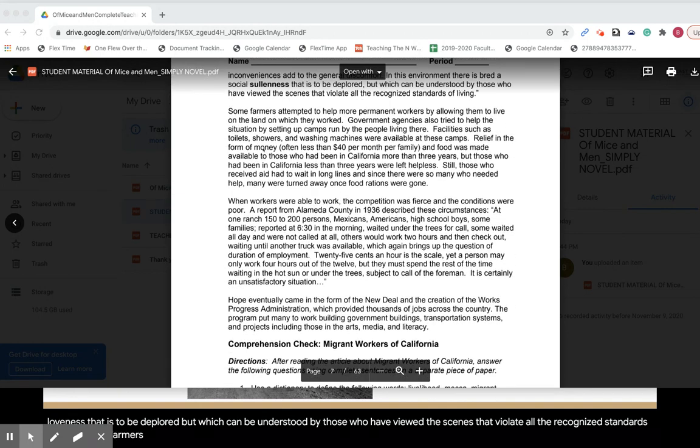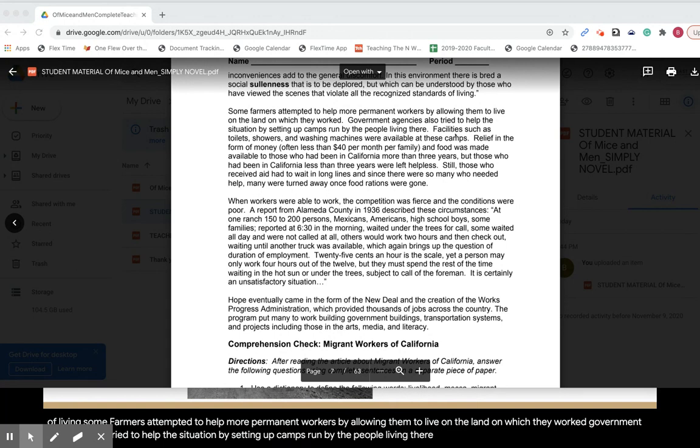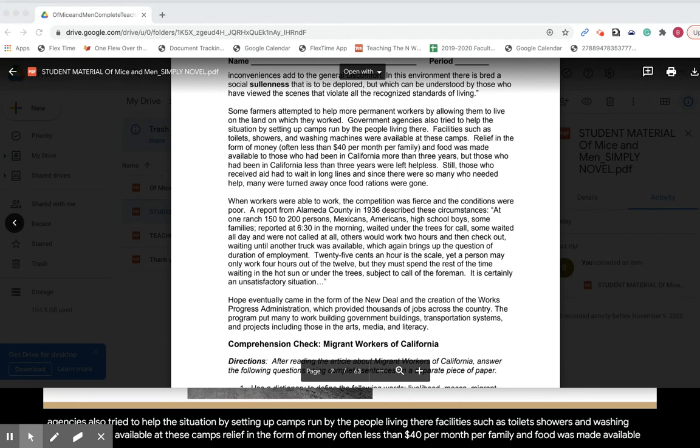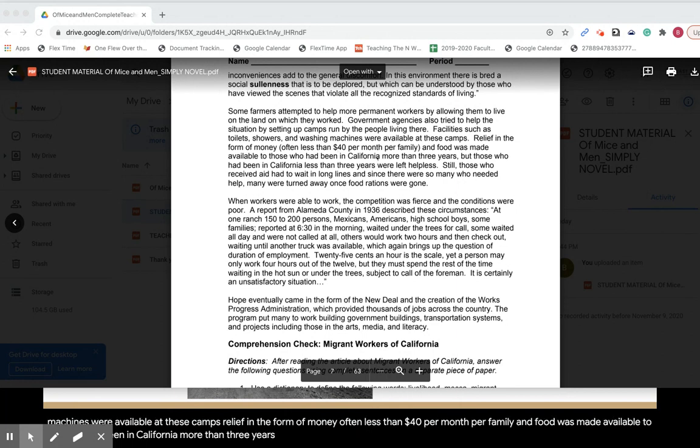Some farmers attempted to help more permanent workers by allowing them to live on the land on which they worked. Government agencies also tried to help the situation by setting up camps run by the people living there. Facilities such as toilets, showers, and washing machines were available at these camps. Relief in the form of money, often less than $40 per month per family, and food was made available to those who had been in California more than 3 years. But those who had been in California less than 3 years were left helpless. Still, those who received aid had to wait in long lines, and since there were so many who needed help, many were turned away once food rations were gone.